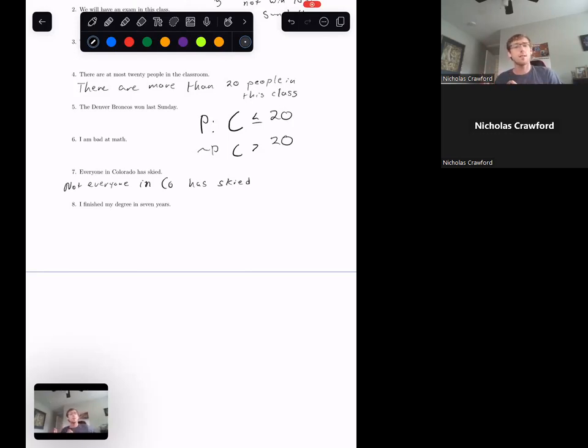a better way to phrase this is at least one person in Colorado has not skied. Okay, so it's going to be very tempting to say no one in Colorado has skied, right? Because that's the opposite of everyone is no one. But we're not doing opposites, right? So it's either not everyone, which means at least one.